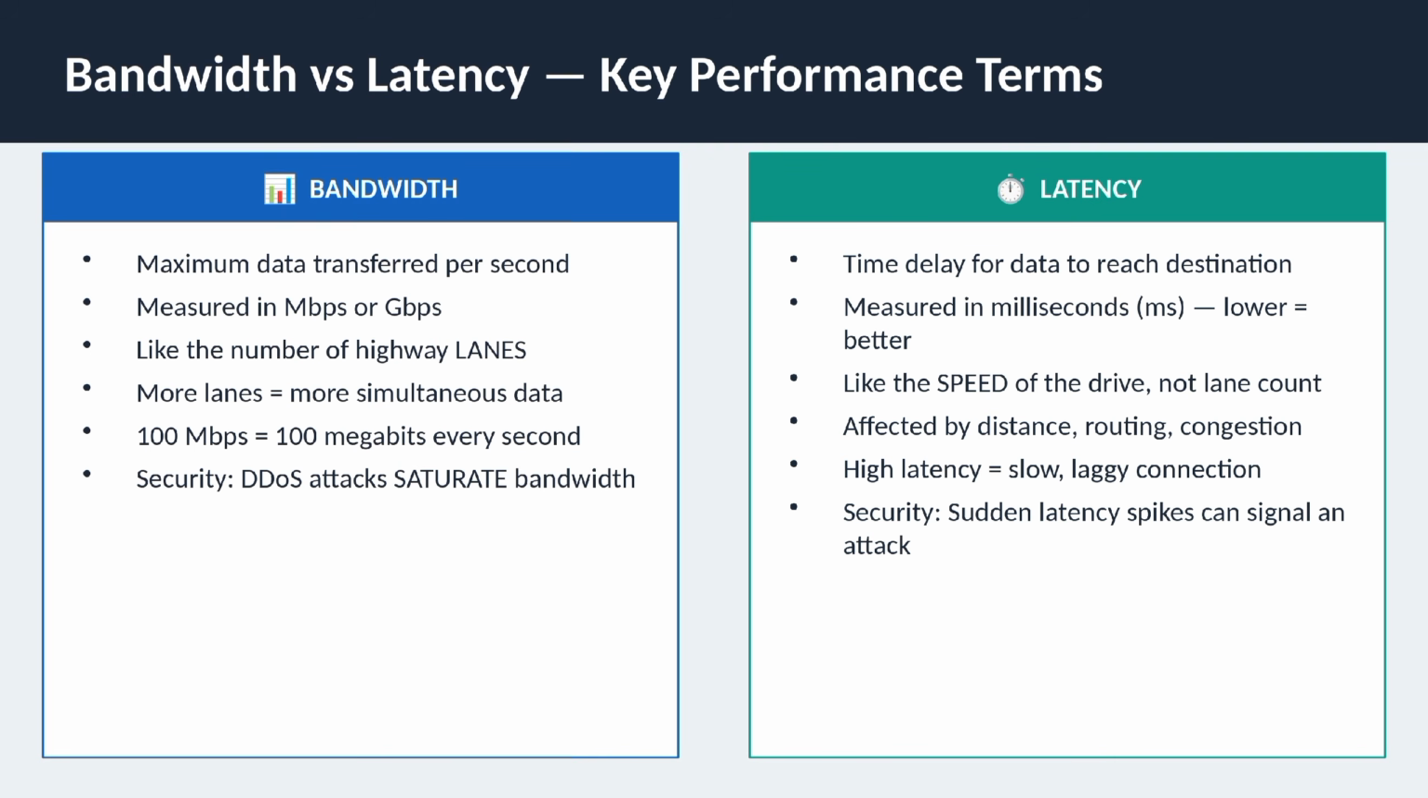Cybersecurity relevance. High latency and sudden changes in bandwidth can be indicators of an attack. For example, a DDoS attack, distributed denial of service, floods a network with so much traffic that bandwidth is completely consumed. Legitimate users can't get through. Monitoring bandwidth and latency anomalies is a key part of intrusion detection.